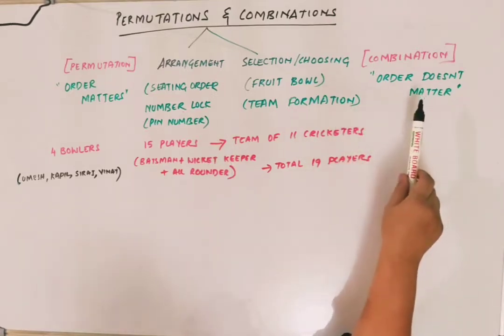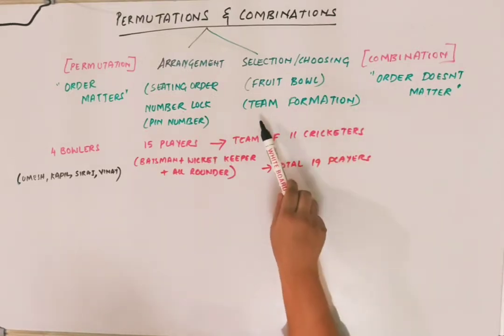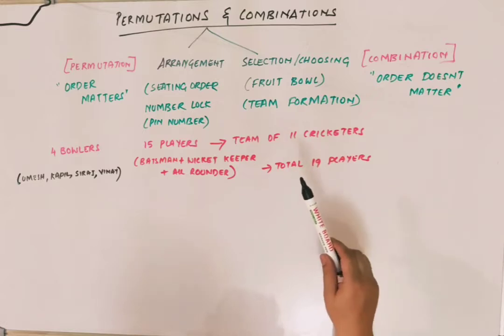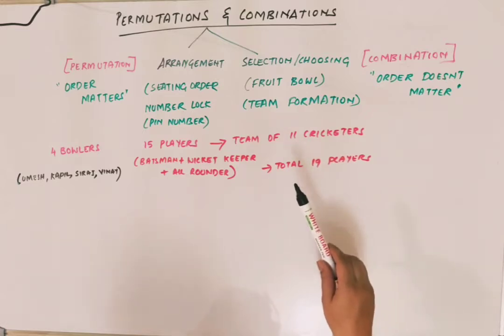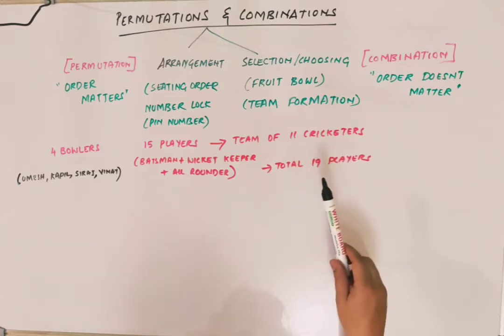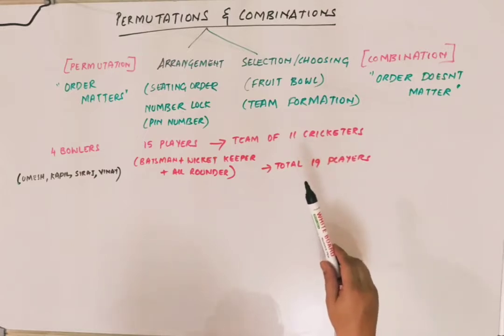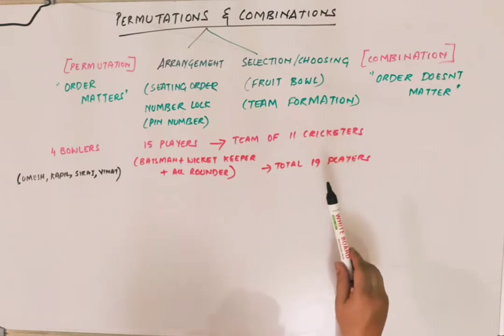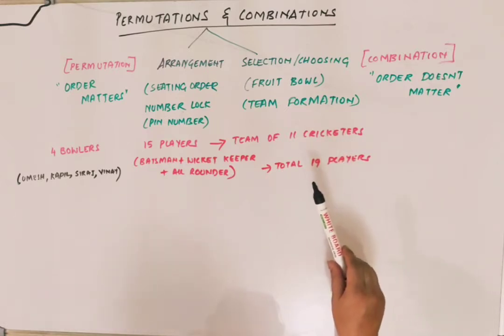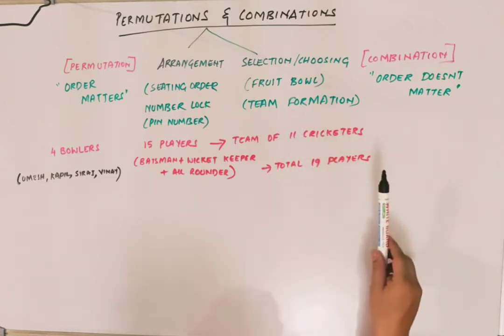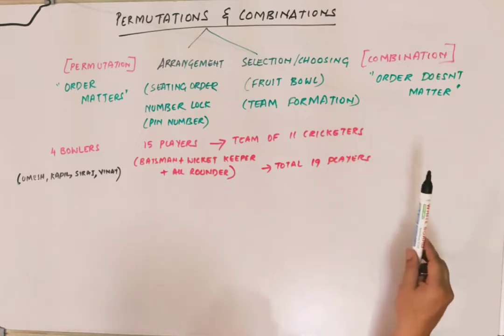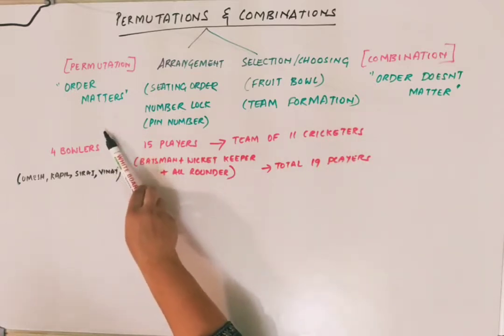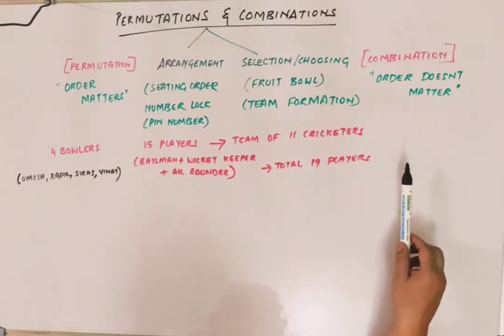In cases of combination, take for example a fruit bowl. In a fruit bowl, order doesn't matter. Which fruit you put first or which fruit you put last doesn't matter. Ultimately, it's going to be a mixture of fruits. Similarly, if you have to form a team, it doesn't matter which player you select first and which player comes last. The order absolutely doesn't matter when you're forming a team. So these are examples of combination, right? So permutation, order matters. Combination, order doesn't matter.